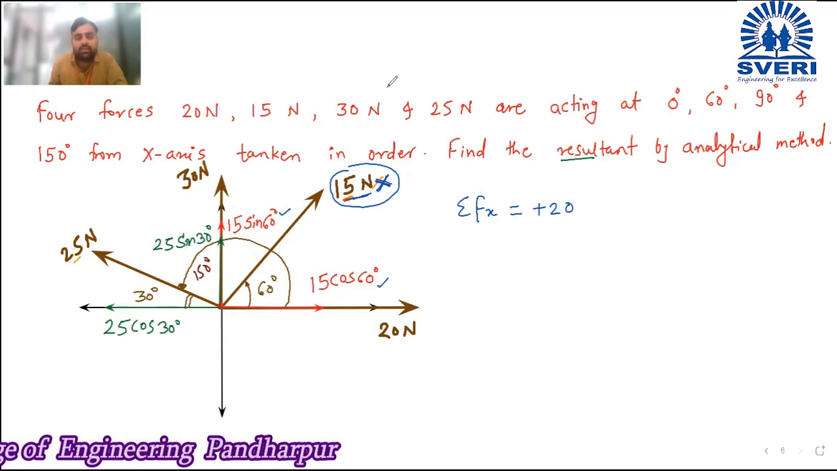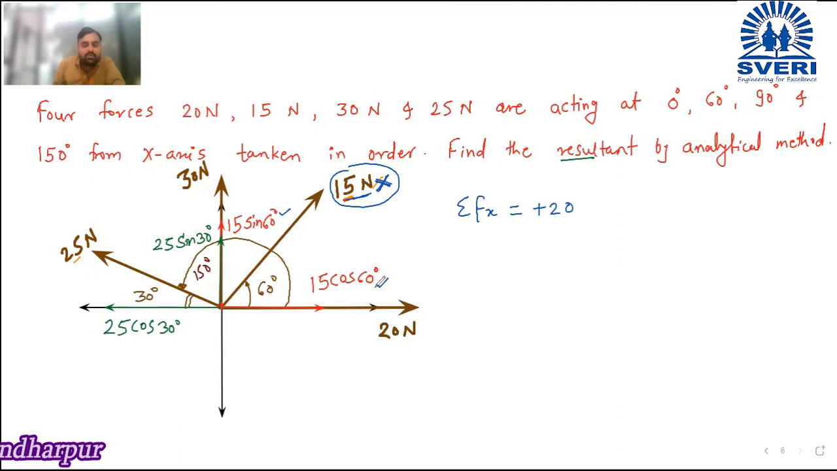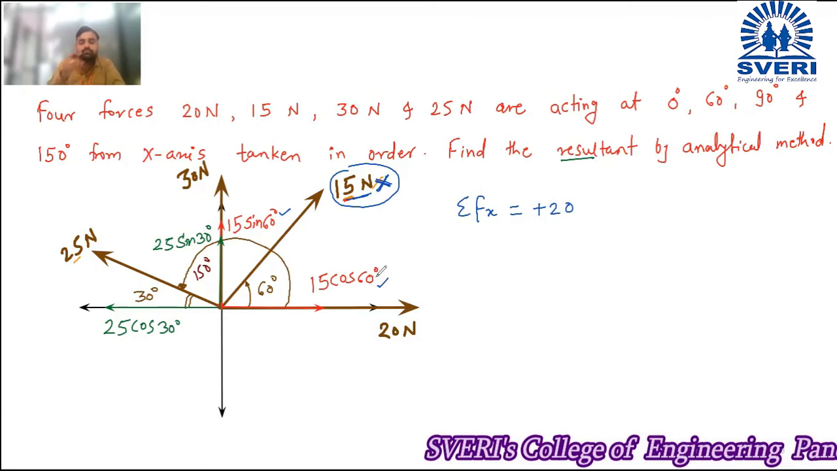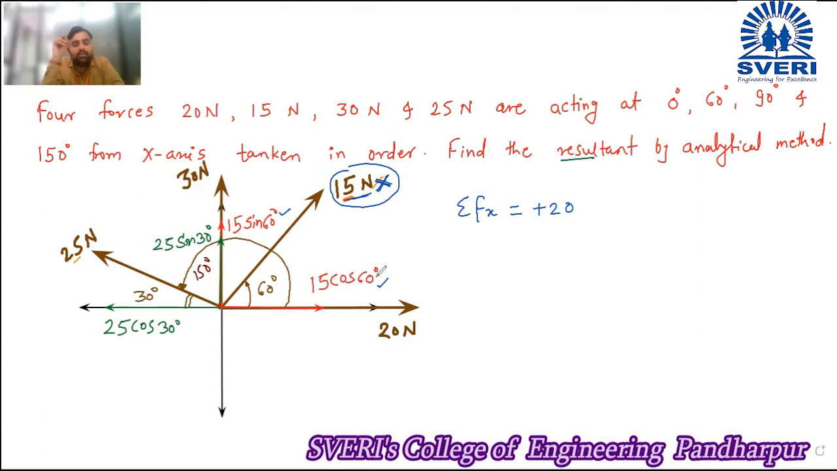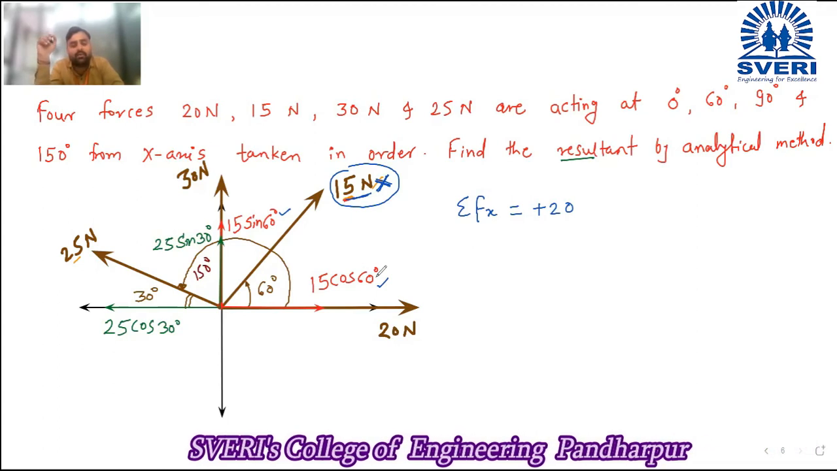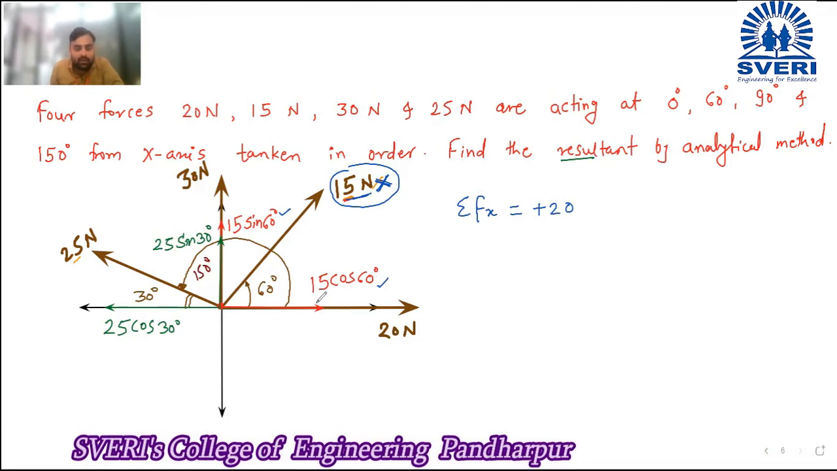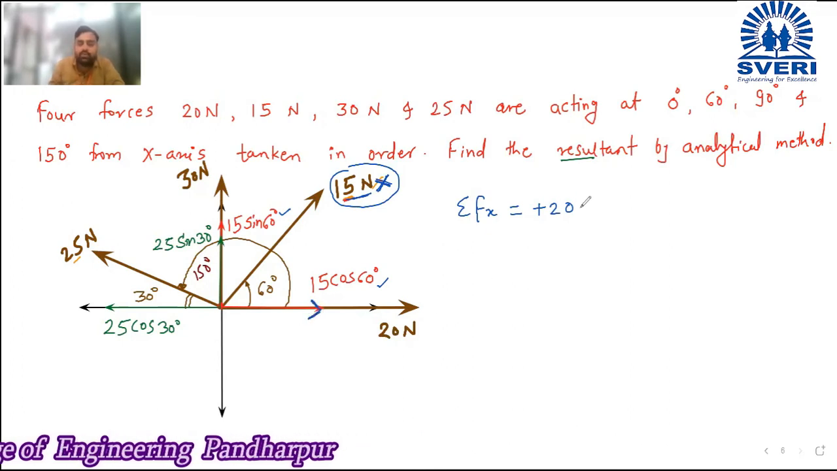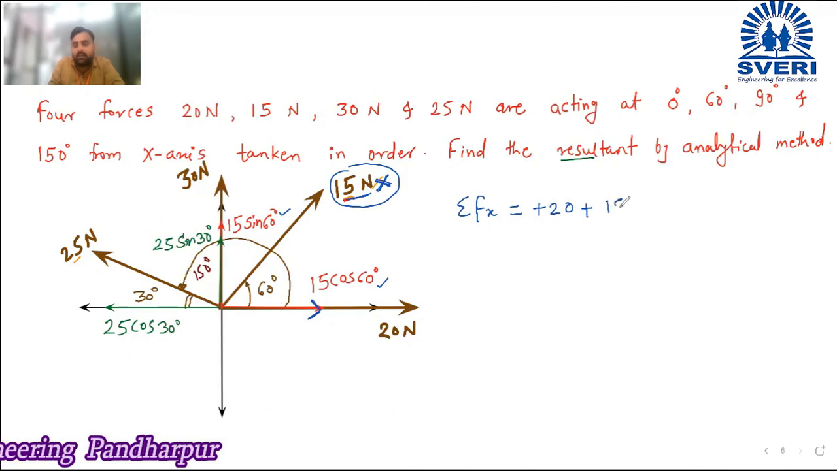So now to consider the component, the second horizontal force is this one, 15 cos 60. Now let me know, is this 15 cos 60 positive or negative? Positive, because it is moving towards right or left? It is moving towards right. So it is plus 15 cos 60.